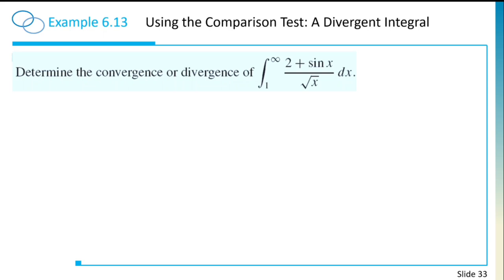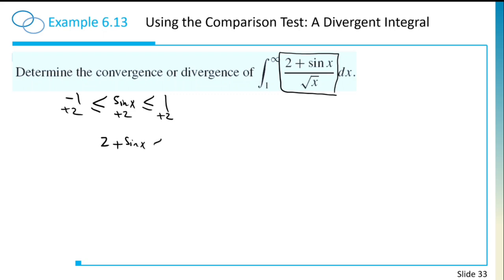Now, when you have any question with sine and cosine, it's easy to build your function, because we know that sine x, and this is also applicable for cosine, is always between -1 and 1. Now I'll try to create something similar to this. What do I need to do first? I'll add 2 for the whole inequality. So now you have 2 plus sine x less than or equal to 3, greater than or equal to 1. Perfect. Now I need to divide by square root of x.